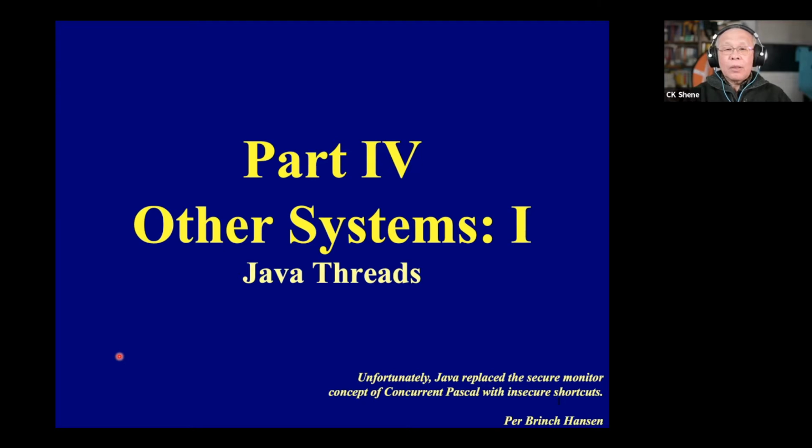In this last part, we discuss three other systems, each of which has its own pros and cons. But these systems are popular or unique. The first one is Java thread. The second one is Ada thread. The third one is Pthreads.